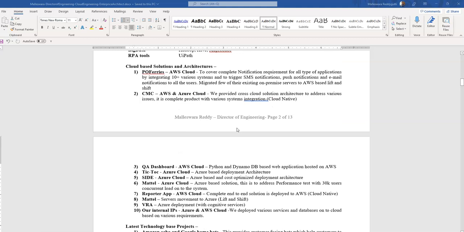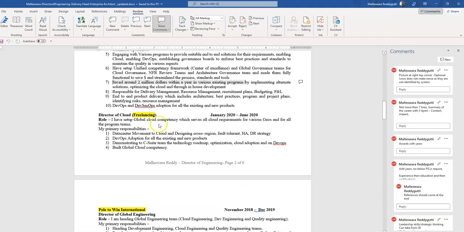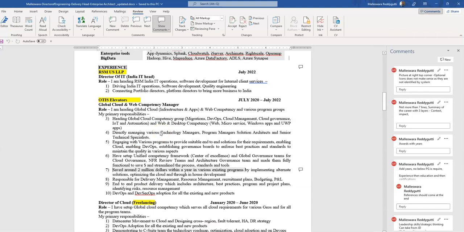Moving on, another important section is projects. You have to clearly mention what kind of projects you have dealt with, in terms of migration, disaster recovery, cloud transformation or cloud native apps. Just give a clear picture of what type of projects you have worked on and what your role was for those projects.